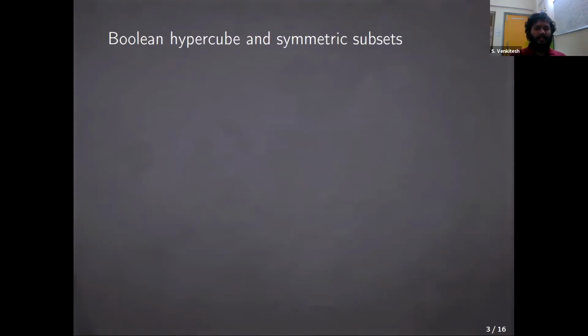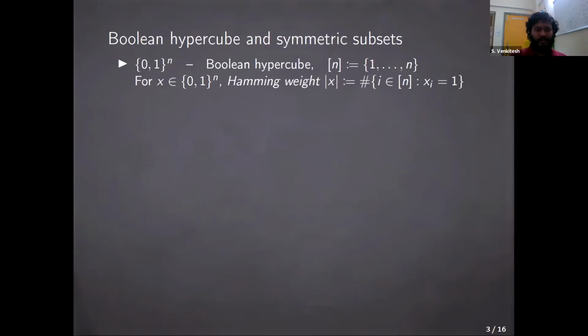So some basics, what's the Boolean hypercube? It's just {0,1}^n. A slight notation, [n] is the set of the first n positive integers. For any element in the hypercube, we define the Hamming weight to be the number of ones in that vector. And this gives you a nice gradation of the hypercube. You can partition the hypercube on the basis of the Hamming weights. The Hamming weight of vectors in the hypercube varies from 0 to n. So for each Hamming weight, you have a layer.